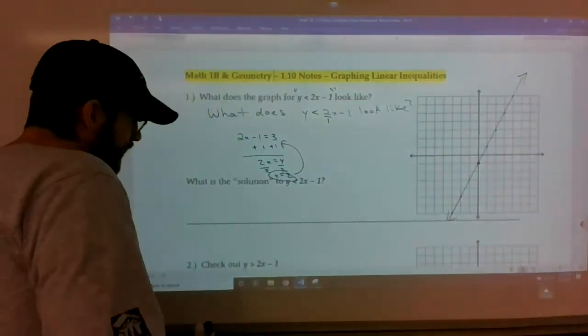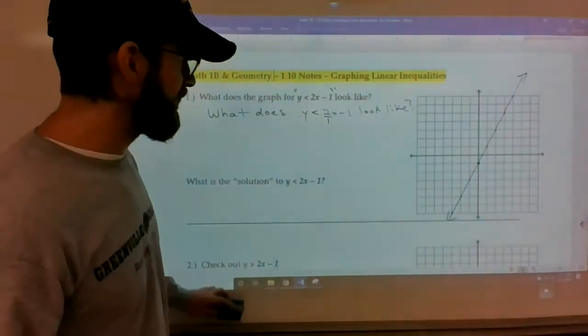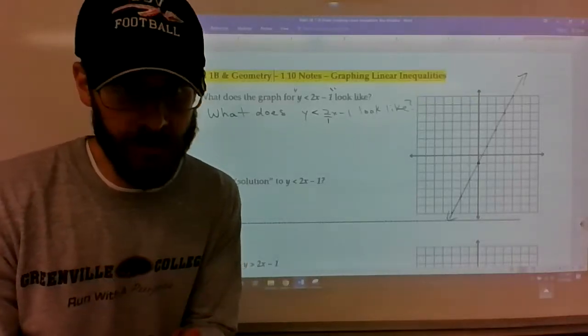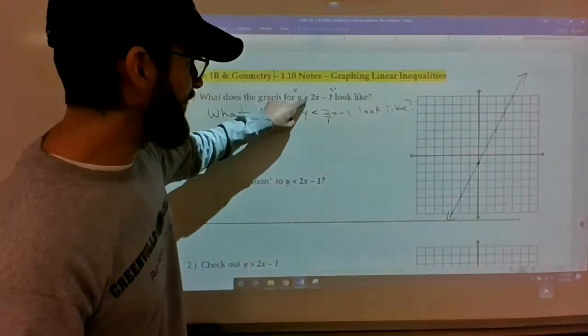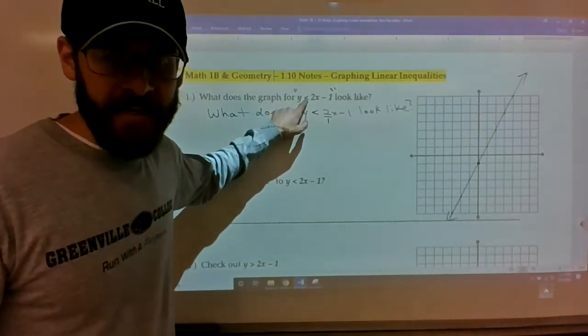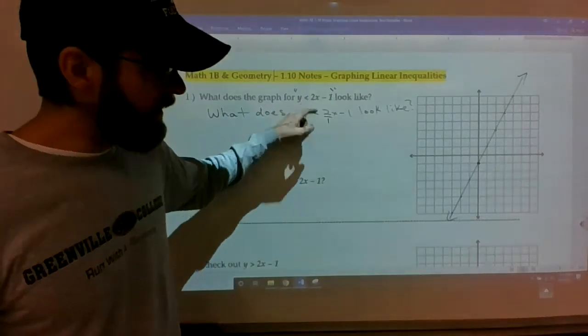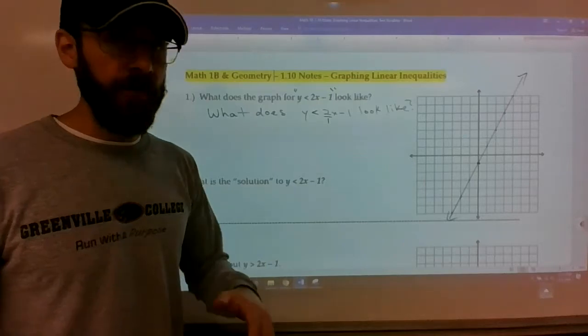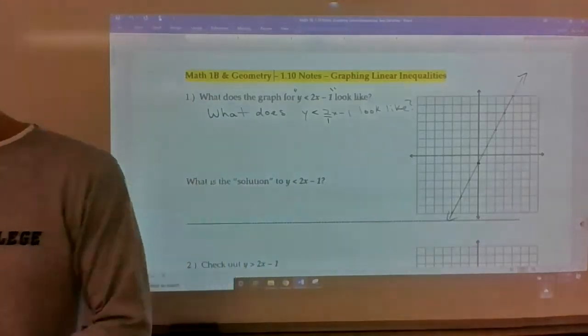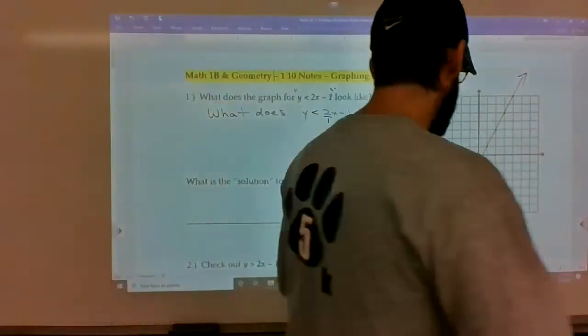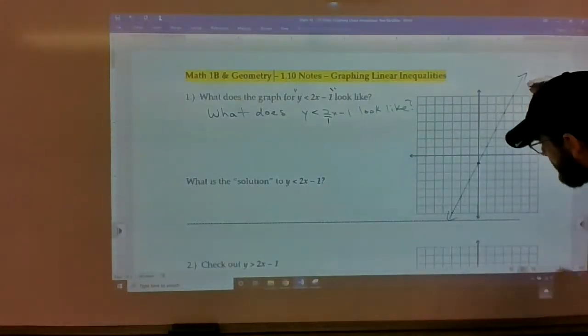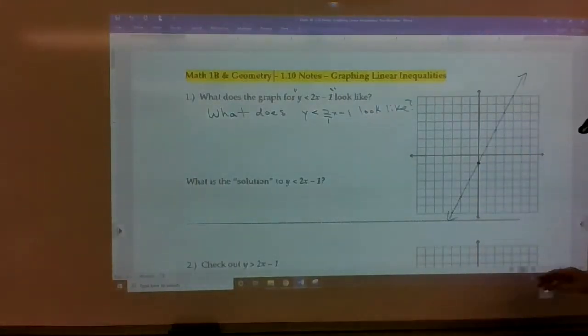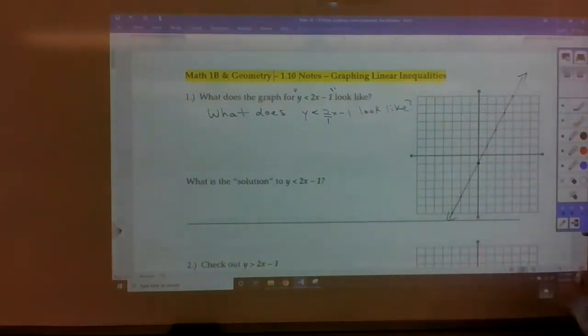The solutions for y equals 2x minus 1 are all the dots on this line. So all the dots on the line are for y equals. When it's y is less than, it's all the dots under the line. All the dots under the line. So, we're talking about this entire plate. You know what? Here's what it looks like.